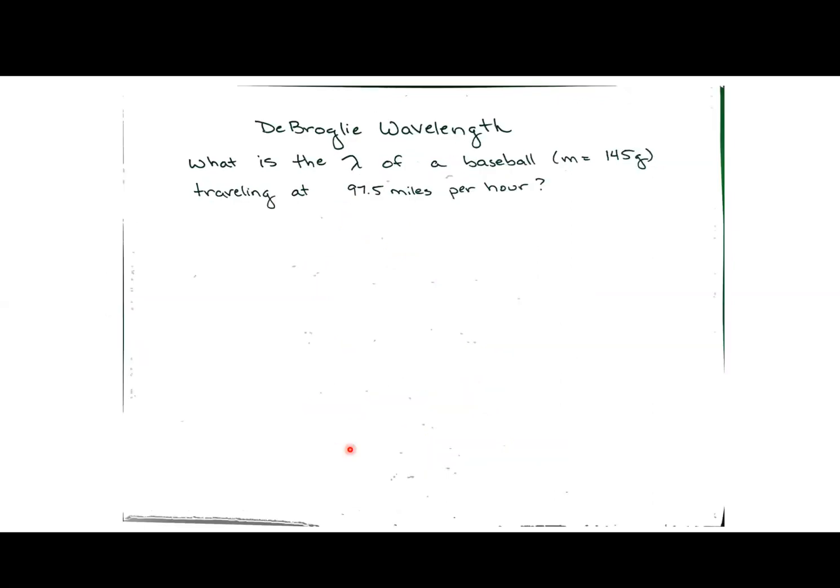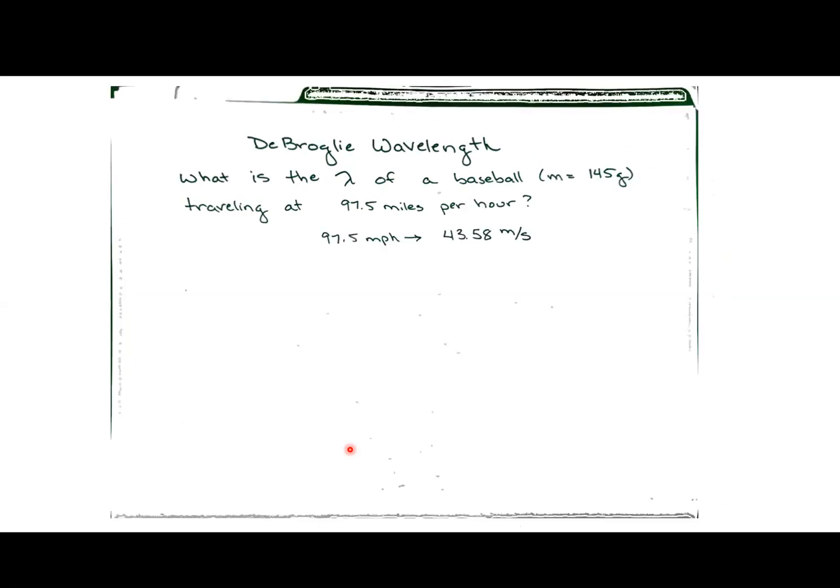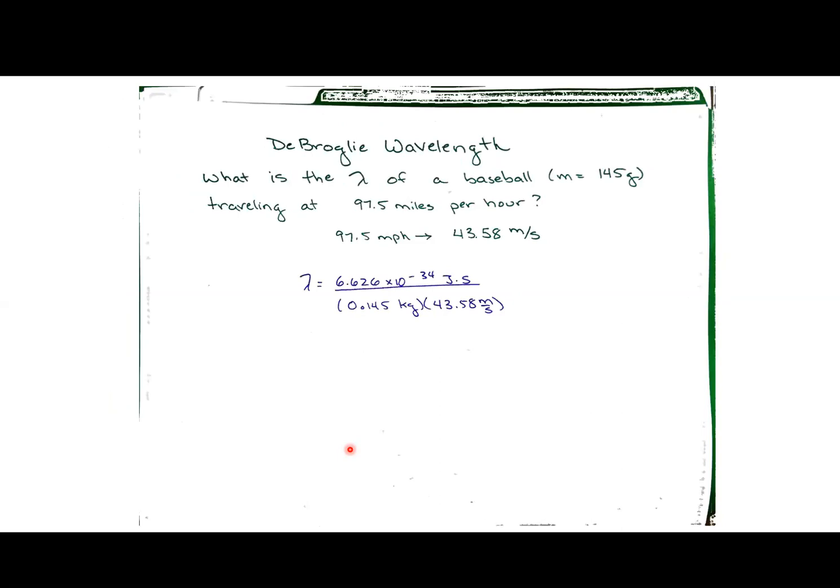Now, a baseball will be starting again soon. Yeah, Cubs. A baseball weighs 145 grams. That's in the rules. And let's say it's traveling really fast, a fastball, 97.5 miles per hour. What's that wavelength? Instead of miles per hour, I can't really work with that. Meters per second is what I need. 43.58, we just do some calculations or run some Google and figure that out.